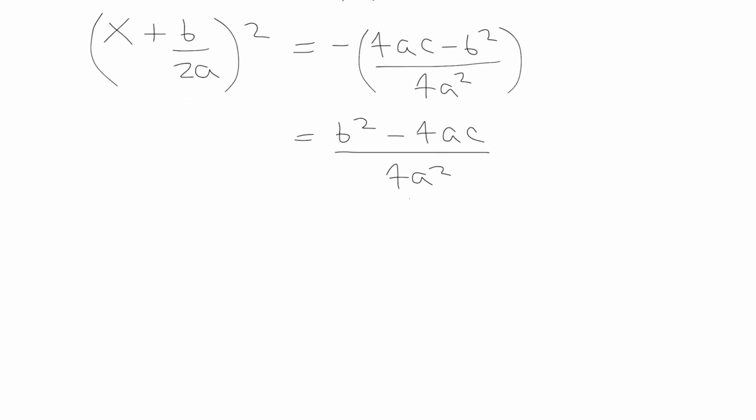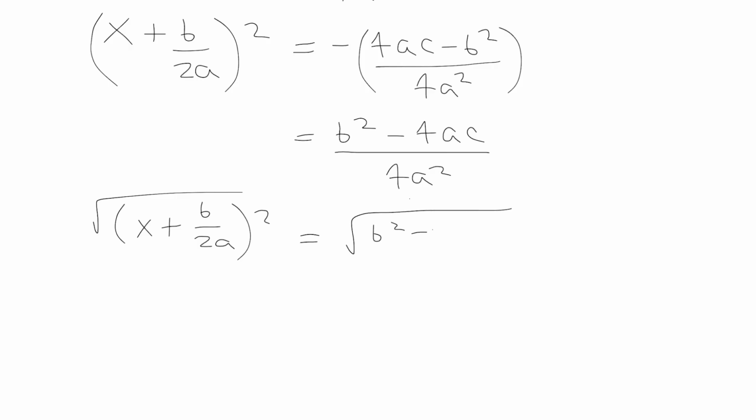What we want to do next is get rid of this square term on the left-hand side. So we take the square root of x plus b over 2a all squared, and we take the square root of b squared minus 4ac over 4a squared. That's the full thing. In this case, if we take the square root of a square, it just cancels out the square, and we're left with x plus b over 2a.